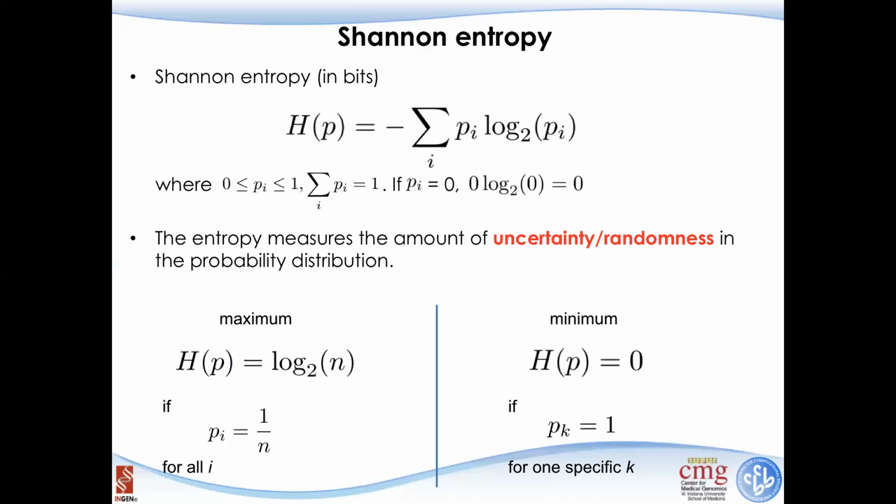So this means if the site is most conserved, the Shannon entropy is the lowest, which is 0. But if the site is most random, evenly distributed, we get the maximum value for a DNA sequence, which is 2.